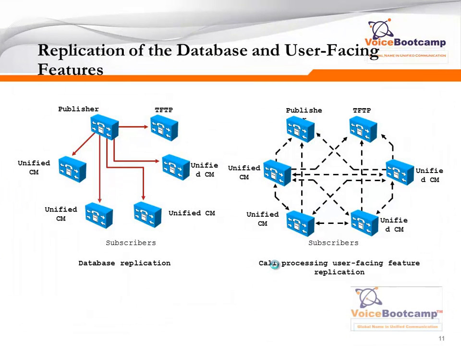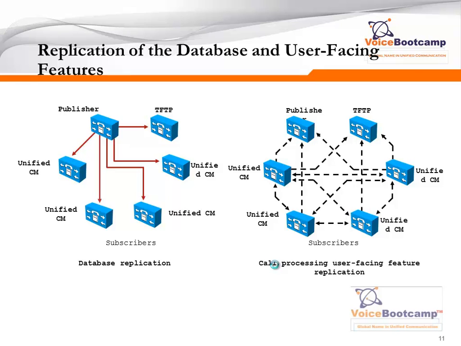Replication of the database and user-facing features. The publisher contains the writable database. However, each subscriber will have a copy of the publisher database as read-only, but all the servers contain a database called the user-facing feature database, which stores information that is changed by the end users. That change will be saved on those servers, whether it's a publisher or subscriber, doesn't matter, but at some point they will be replicating throughout the entire environment.